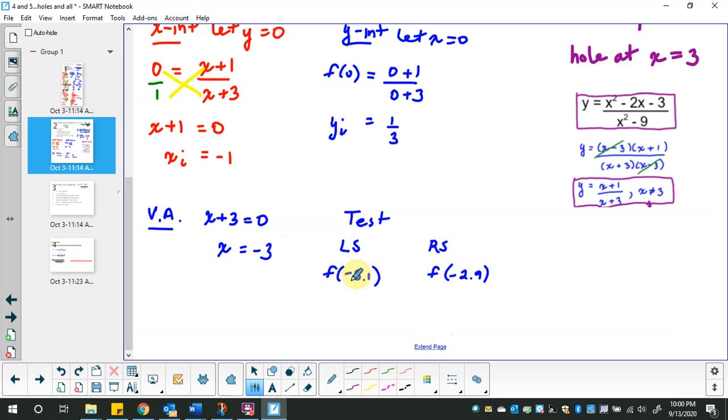And then I'm going to put these 2 numbers into my little boxed area. So negative 3.1 plus 1 is negative. Negative 3.1 plus 3 is negative. 2 negatives makes a positive, so that's up on the left. Negative 2.9 in the top is negative. Negative 2.9 in the denominator is slightly positive. 1 negative means we have a negative result, and that's down.